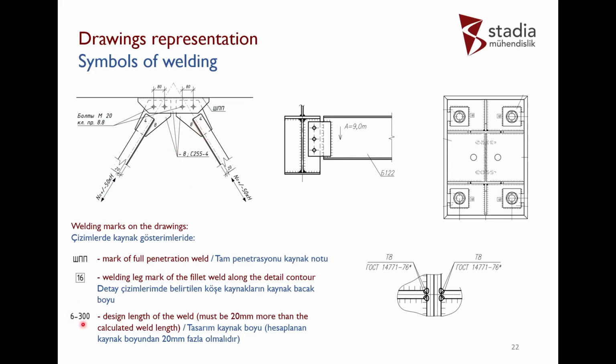I should write here 8-300. It means that I calculated for 280 millimeters length plus 20 millimeters, which are not working, because the first 10 millimeters and last 10 millimeters are not working in the bearing capacity of this weld. So I can mark this welding in this way. If I calculate it, it's very important that it should not be decreased in the KMD working documentation.